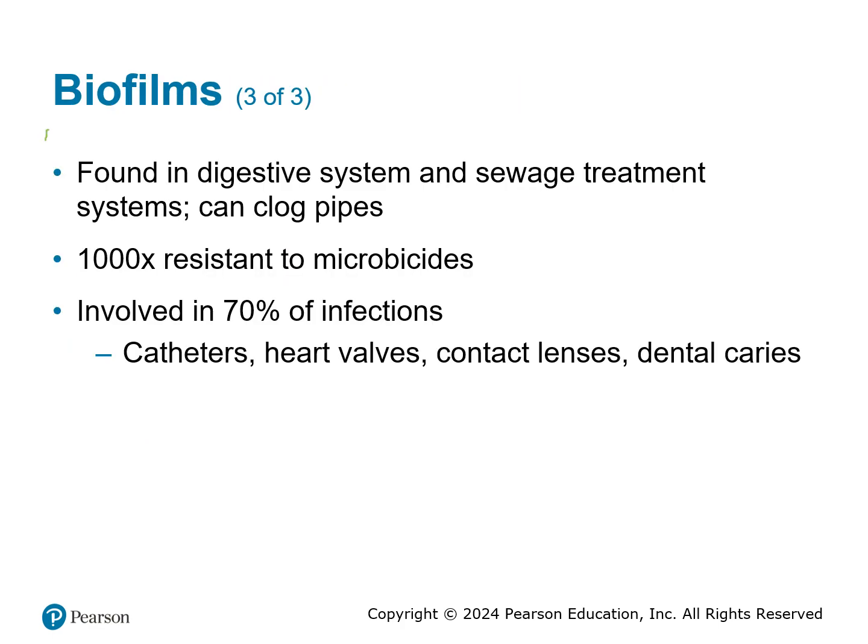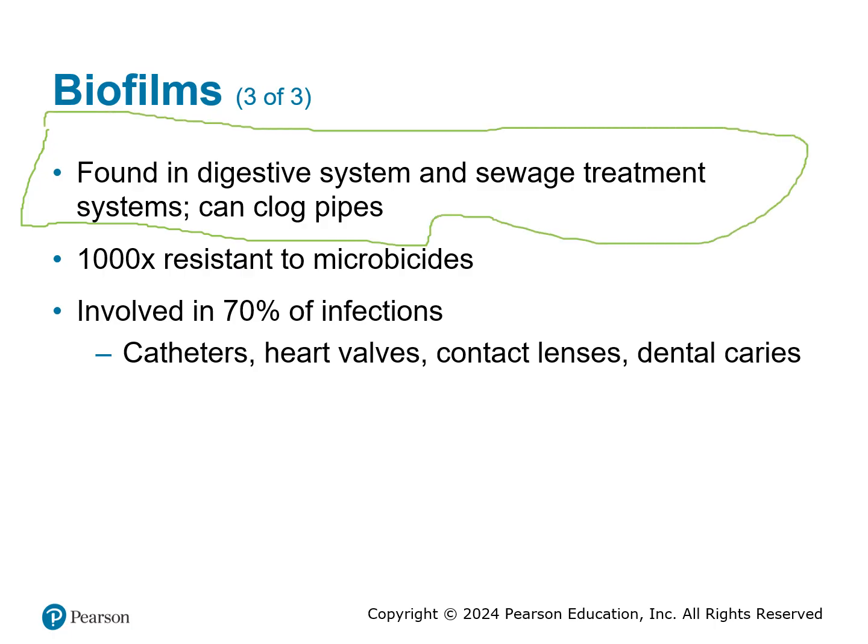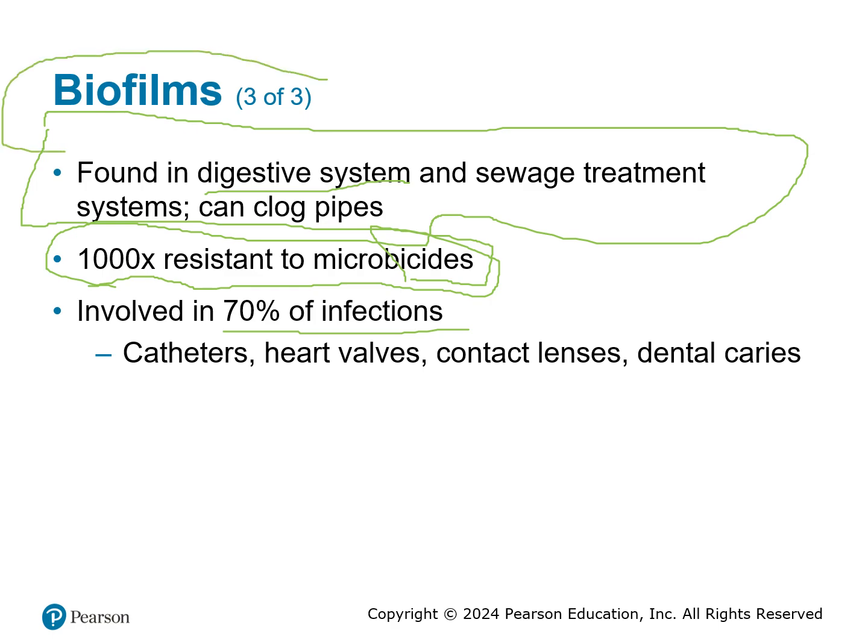Okay, so outside of the body, they can clog up your sewage. They're also found in your digestive system. They're going to be 1,000 times more resistant to microbicides. Side means killing. So anything that says side on the end is a killer. Okay, and then 70% of infections are caused by biofilm.